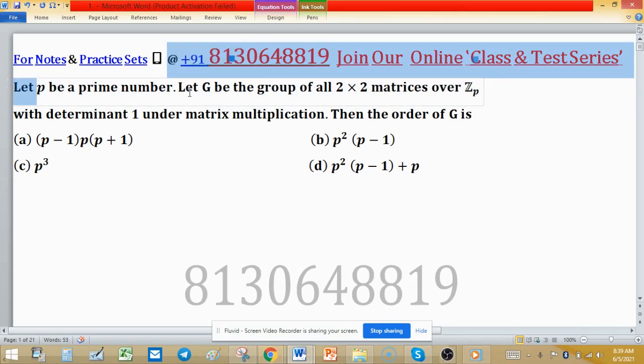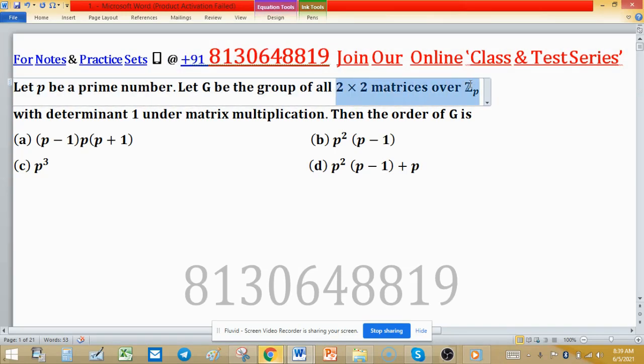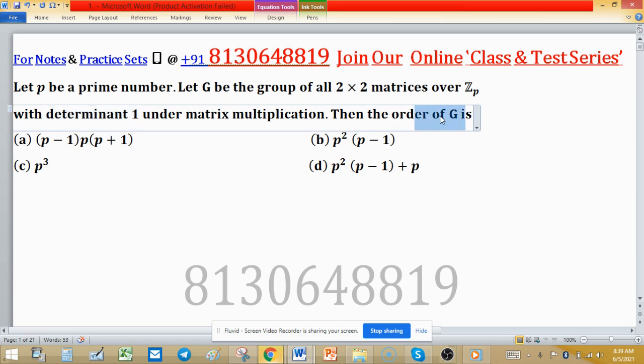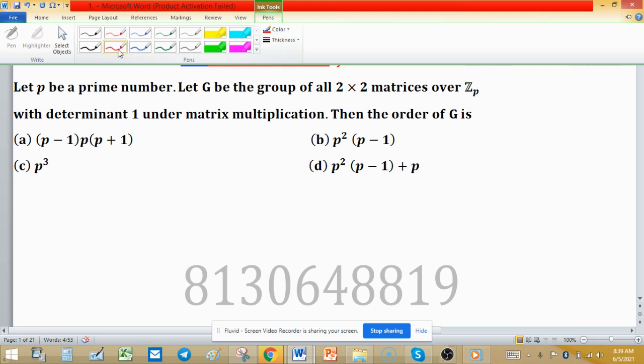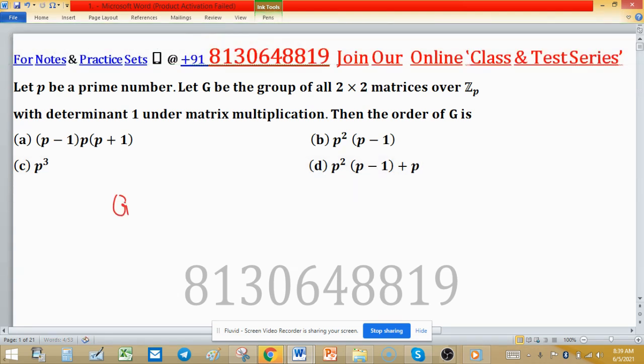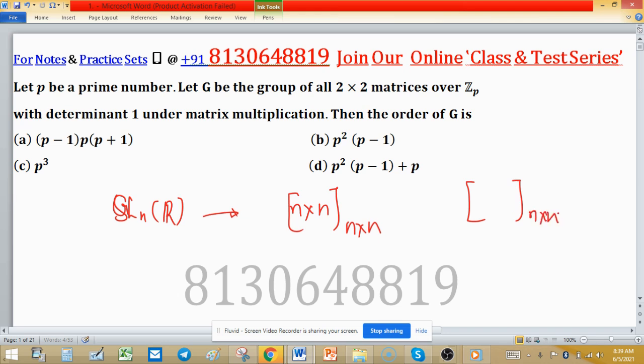Let p be a prime number. Let G be the group of all 2 by 2 matrices over Z_p with determinant 1 under matrix multiplication. Then the order of this group G is. If you remember what SL_n(R) is, we define it as all those n by n square matrices, and its determinant is equal to 1. Then we say this is the special linear group of order n.